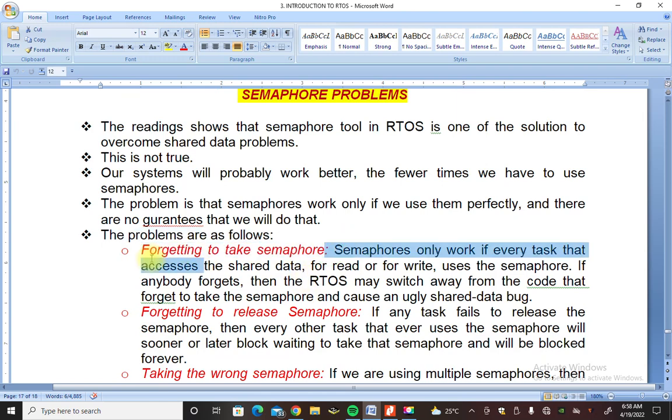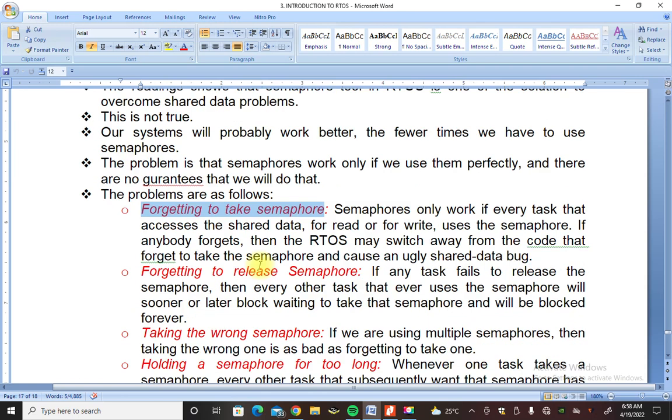When we forget to take the semaphore, even though semaphore features are available, there is a possibility of shared data problem. Semaphores will work only if every task that accesses the shared data for read or write uses the semaphore. If anybody forgets, then our task may switch away from the code that forgot to take the semaphore and cause the ugly shared data bug.